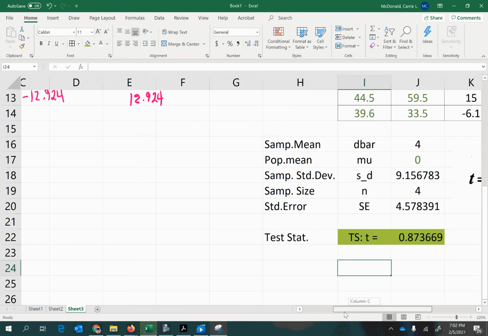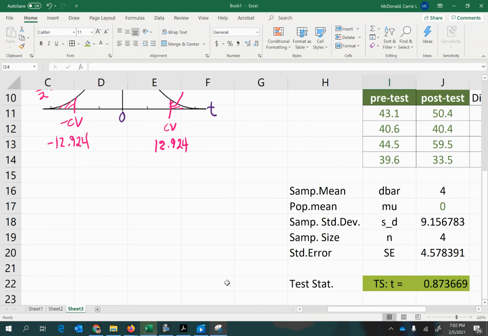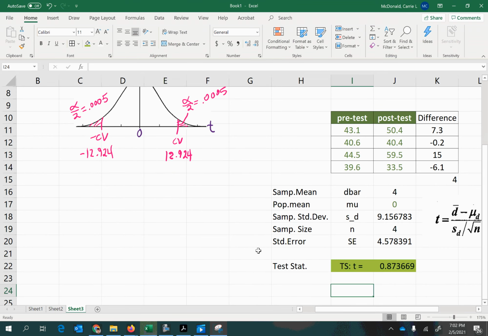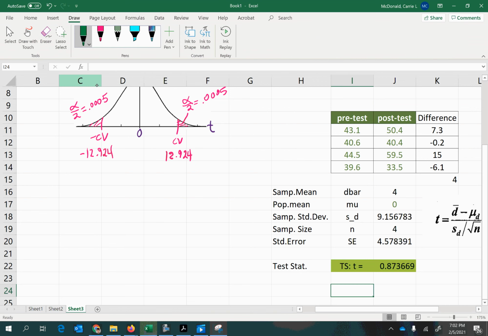And I like to distinguish it from the critical value because we're about to put the test statistic on the number line here and see how it compares with the critical value. So now I'm just going to zoom out a bit so we can see it all. So 0.874. Let's draw that on. So 0.874 is to the right of 0, but definitely less than the critical value. So I'm going to say it's somewhere maybe right around here.